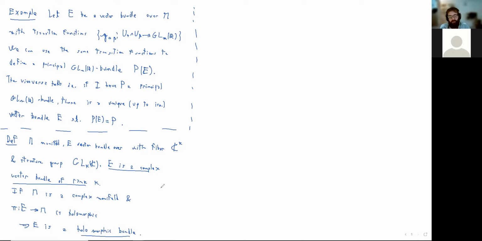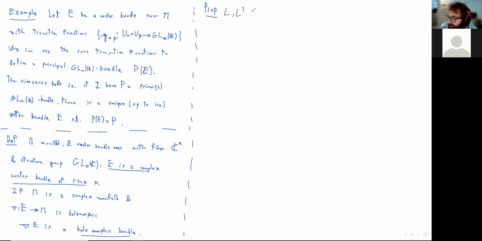So to talk about complex vector bundles, we just replace R with C, and we ask that the maps are C-linear. So the structure group GL_K(C) means that the maps are C-linear, not just R-linear anymore. Furthermore, if this map is holomorphic, so to even define holomorphic, you need M to be a complex manifold, we call this E a holomorphic bundle. And holomorphic bundles of rank 1 are particularly interesting, so with fiber just C.